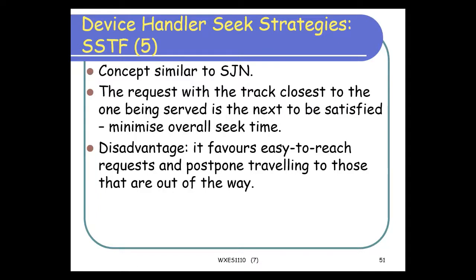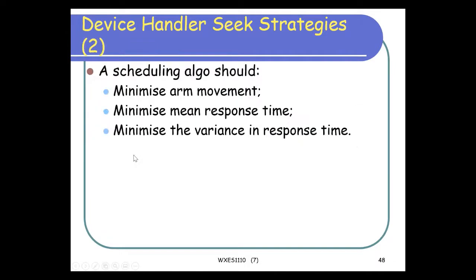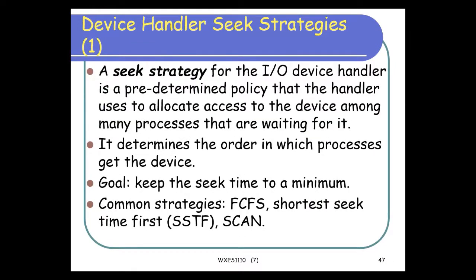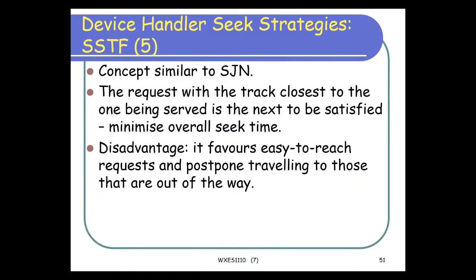So we look at the second one, SSTF, which is shortest seek time first. The concept is similar to SJN, shortest job next. The request with the track closest to the one being served is the next to be satisfied. It minimizes overall seek time.